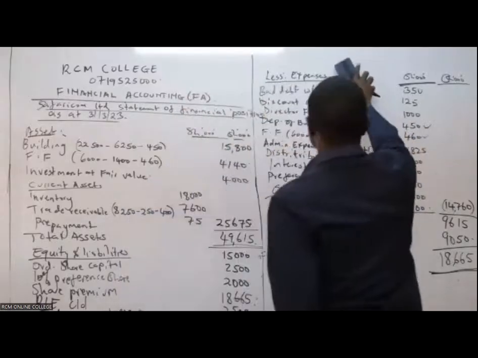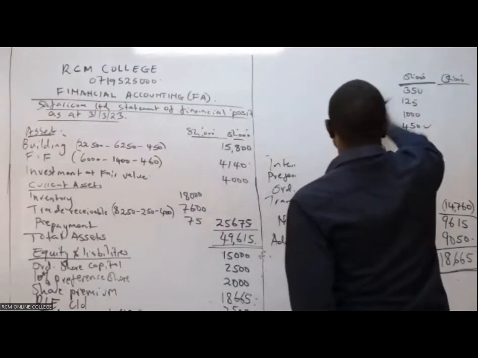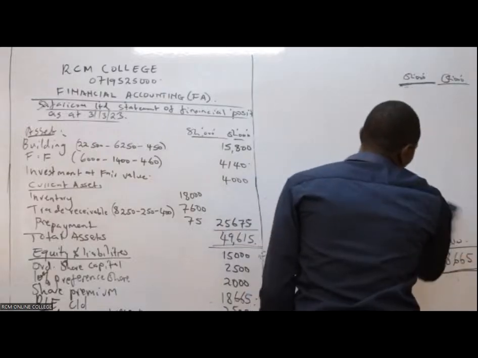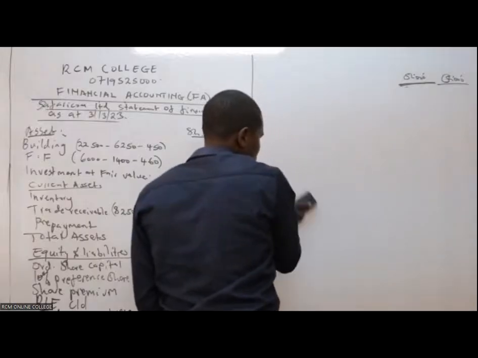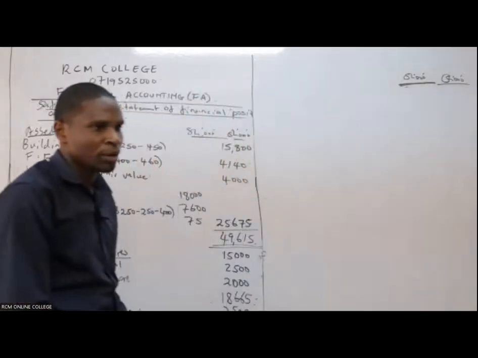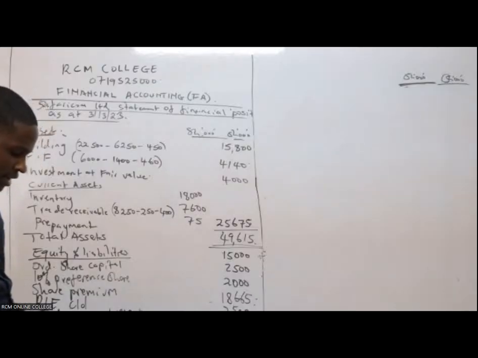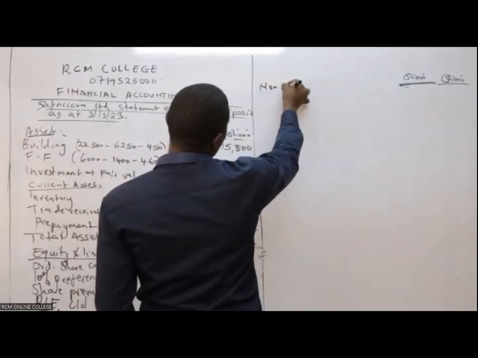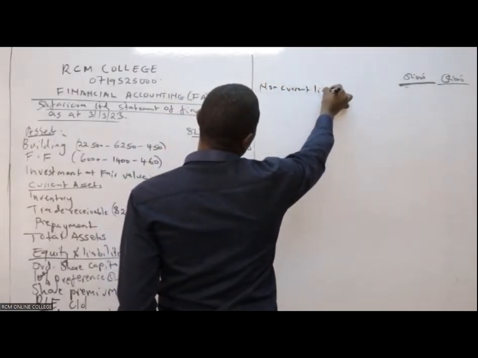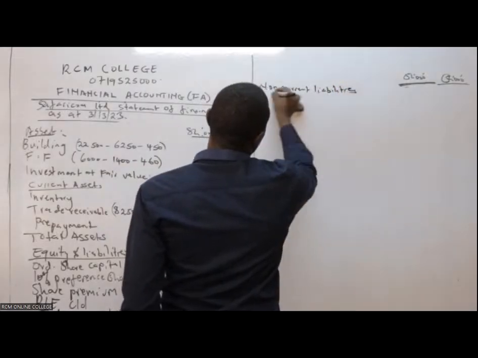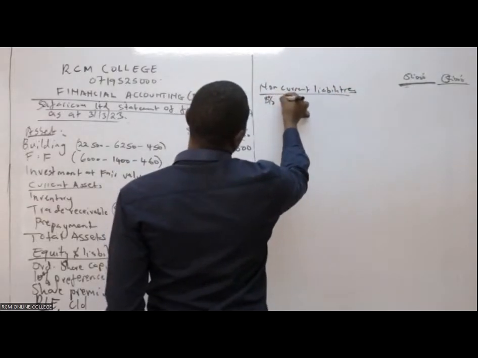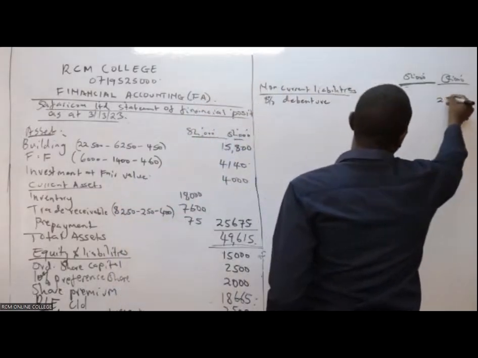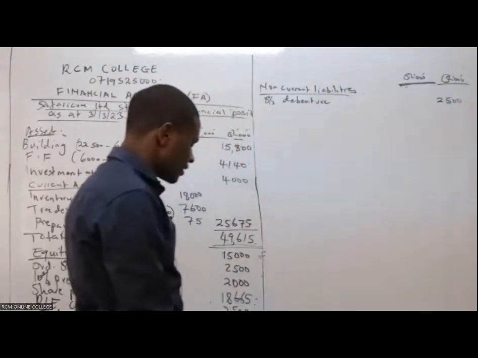At least we will finish this now. That was the objective of today, to finish up with this. Now we have non-current liability, which is the 8% debenture. It was 2,500. Then we go to the current liabilities.